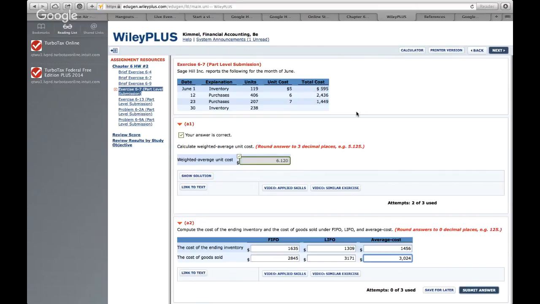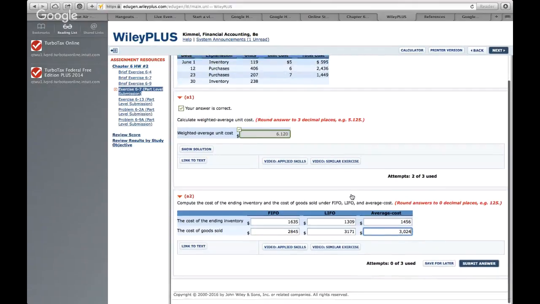I added them together and received the number of $4,480. So to get the weighted average cost, average usually means that you're going to divide total costs by units. So taking the $4,480 by 732, I received 6.120. And I left it at 6.120 because it does ask us to round the answer to 3 decimal places.